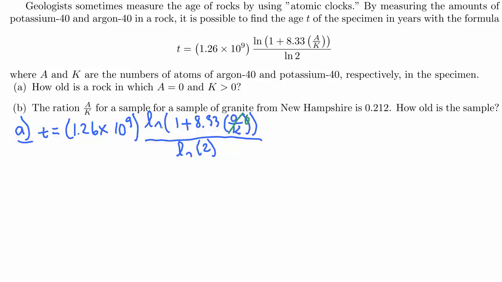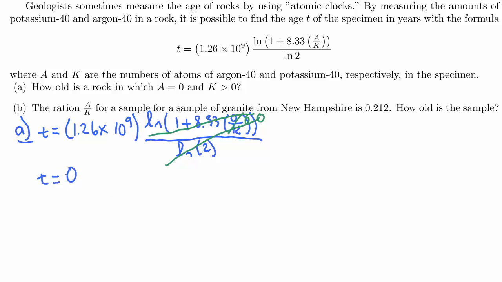But notice that it's the natural log of 1. What's the natural log of 1? Well, it's 0, so all of that is 0. Natural log of 2 is not 0, but I don't really care what it is because I have 0 in the numerator. So 0 divided by anything is 0. So this entire fraction here is 0. So what that tells me is that this 1.26 times 10 to the ninth, times 0 is 0.